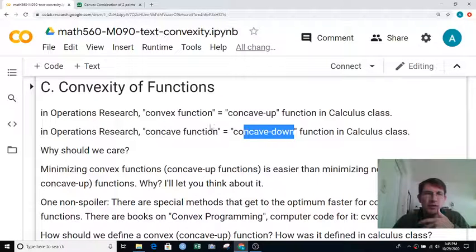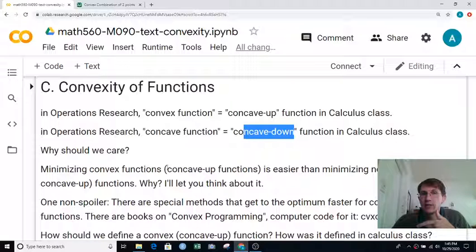That seems less arbitrary to me, and it kind of gives you a hint as to which way things are going. But if you're reading stuff in operations research and optimization, you'll see convex and concave functions, so you need to know that too. So the big question is, why should we care whether a function is concave up or concave down? Well, minimizing concave up functions is easier than minimizing concave down functions, or things that are neither concave up nor concave down. Why is that? I'll let you think about it, and then we'll talk about it later.